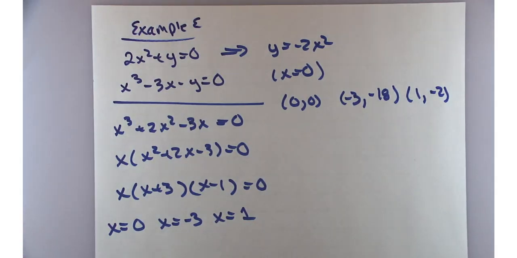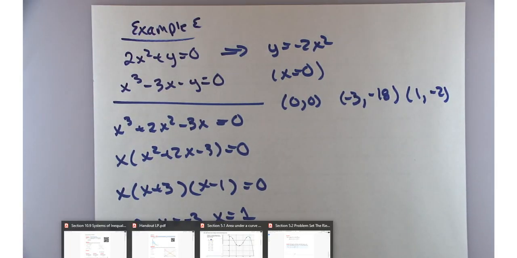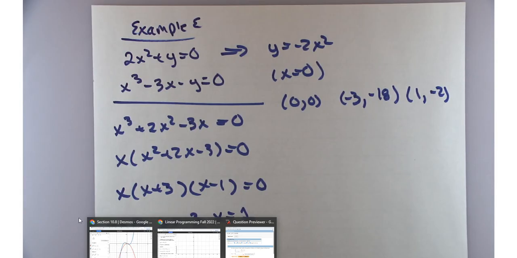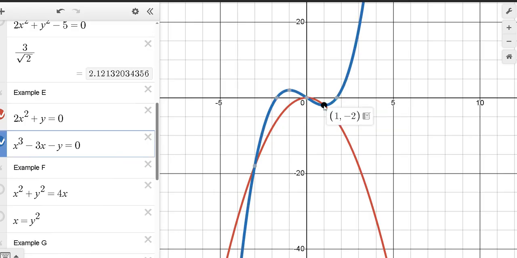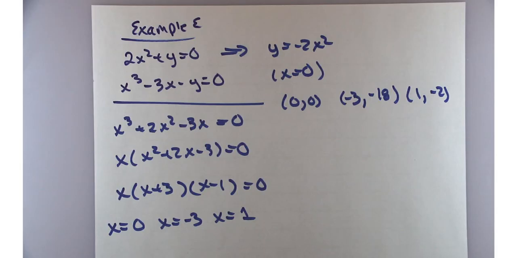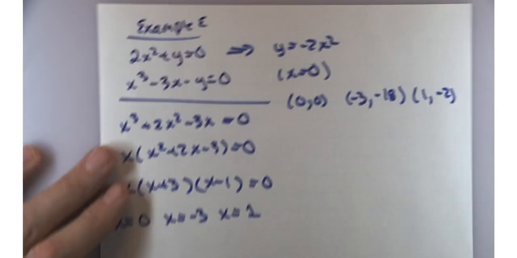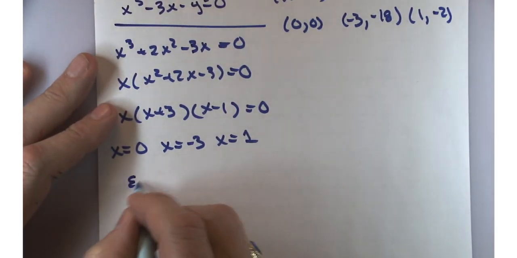So, not so bad. And if we click back on our graph, we see we get exactly those points as solutions: 1, -2, 0, 0, and -3, -18. Perfect. Exactly 3 solutions there. Okay, looking good on that one. Let's jump up an example. We're going to skip example F, and we're going to go to example G here.